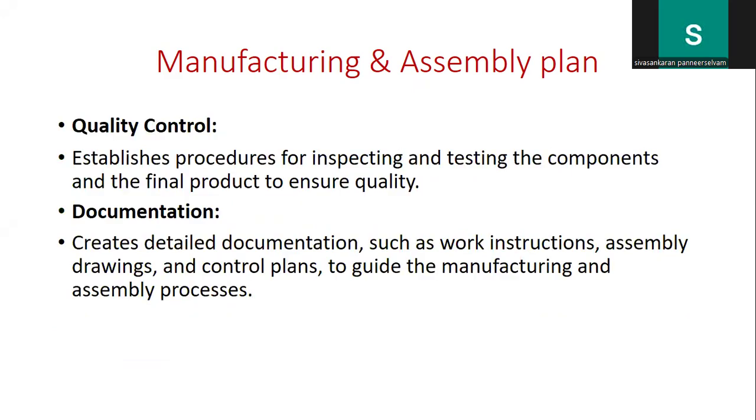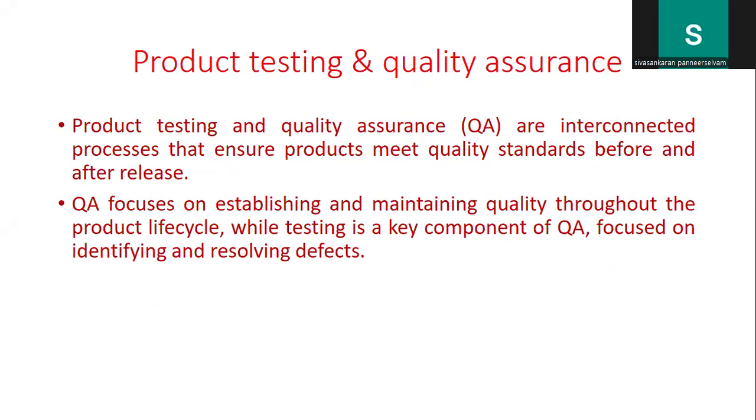The next one is quality control. Establishing a clear-cut procedure for product inspection and testing of components in order to confirm whether the final product matches the user needs or not. The last one is documentation. We have to prepare detailed documentation such as various work instructions, assembly drawings, and the plan of action in order to facilitate the manufacturing and assembly process in a smoother way. So these are the different key elements of manufacturing and assembly plan.